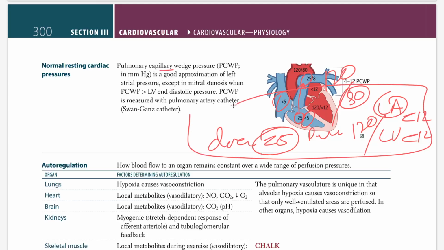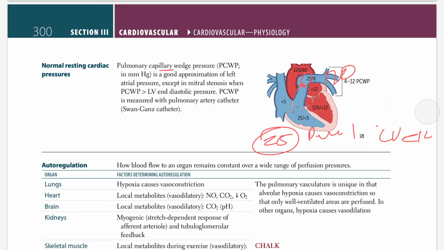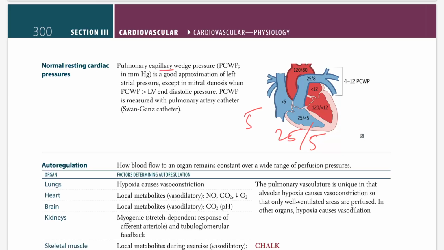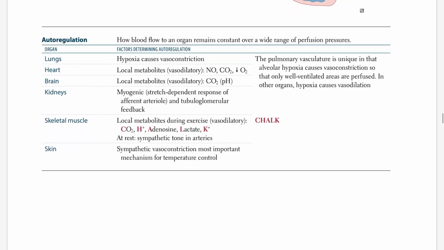So any way that you can memorize these pressures is high yield. Just to go through, you're looking at 5, 25, 5, and then 25, 5, less than 12, less than 12, and then 120 by 80. Okay, so that's all for the normal resting cardiac pressures. Now let's look at autoregulation.